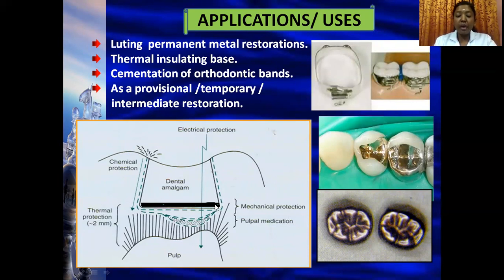So however, the main use of your zinc phosphate restorative is as a thermal insulating base. So you can place your zinc phosphate as a high strength base over which you can condense your amalgam restoration. It can also be used as a temporary or a provisional restoration or as an intermediate restoration. And the luting consistency of your zinc phosphate is used for cementation of your orthodontic bands.